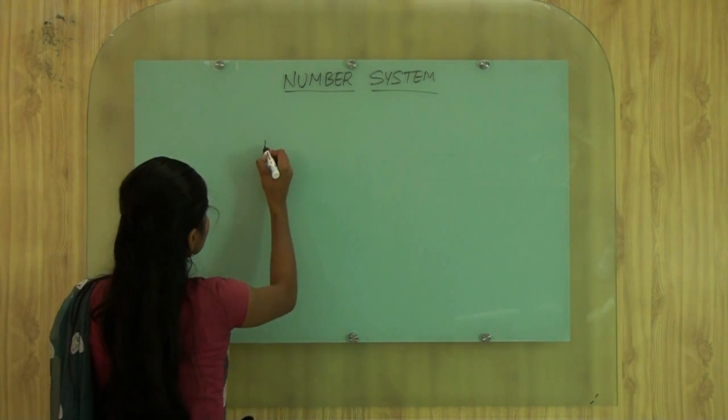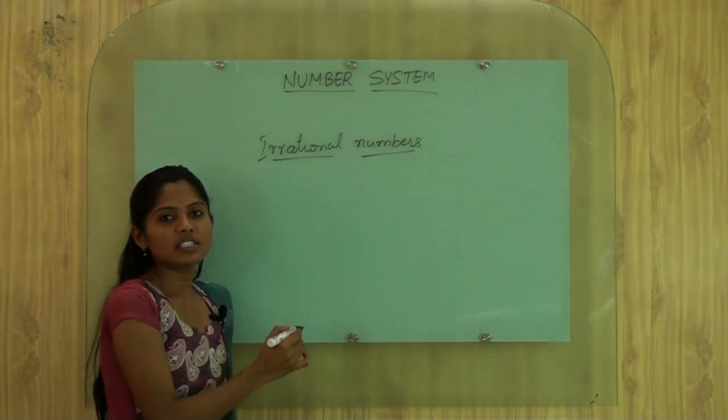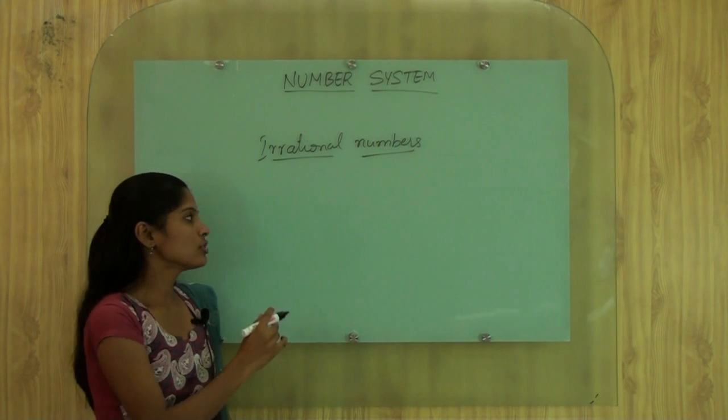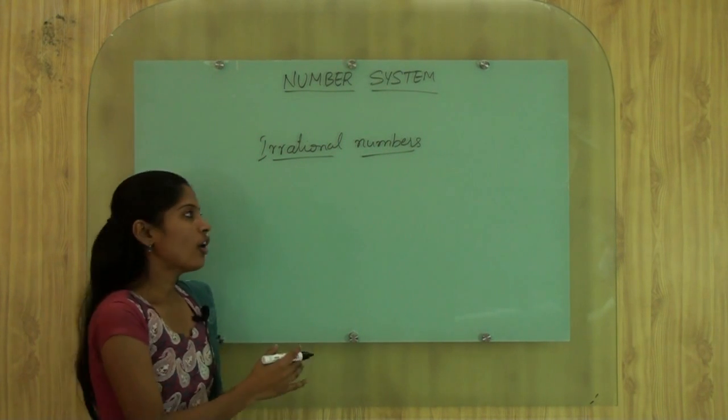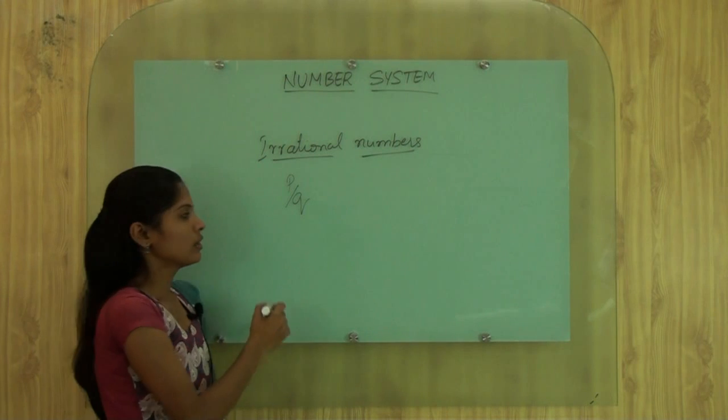Now let's see what irrational numbers are. Irrational numbers are the numbers which are not rational. We can say the numbers which are not rational are the numbers which cannot be denoted in the form of P by Q.